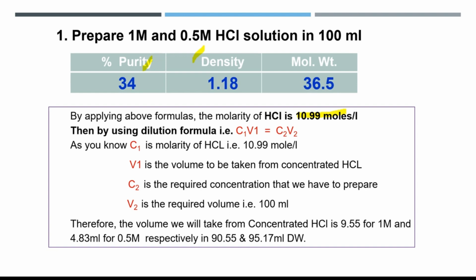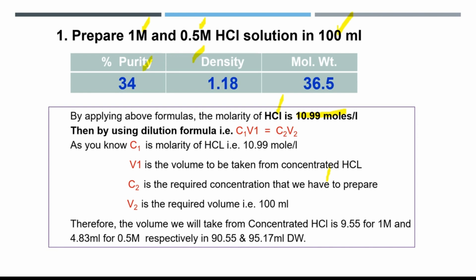Then by using the dilution formula C1V1 equals C2V2: C1 is the molarity of HCl, that is, you have calculated 10.99. V1 is the volume which you will take from this concentrated bottle. C2 is the concentration that we have to prepare, that is 1 molar and 0.5 molar, and V2 is the required volume, that is 100 ml.